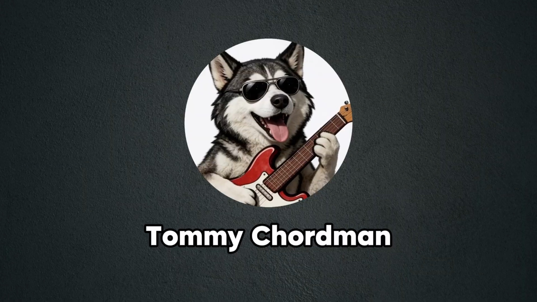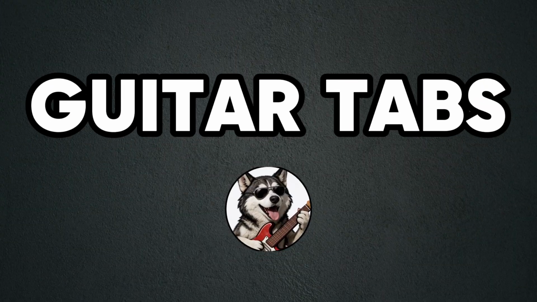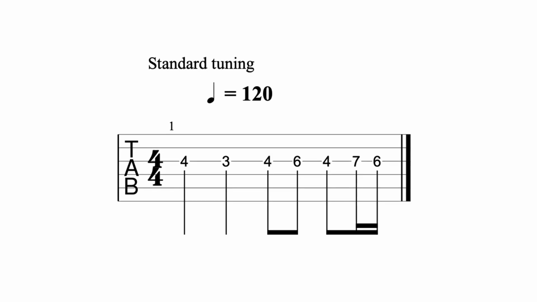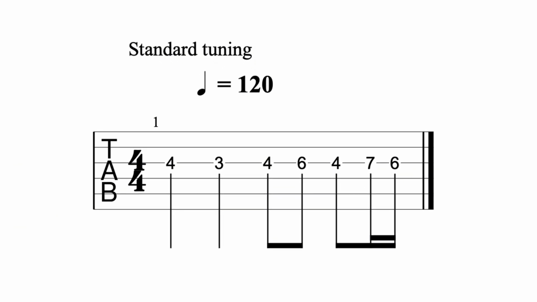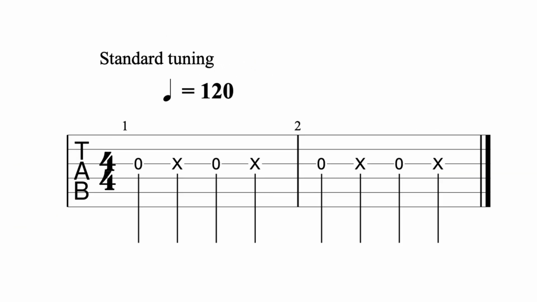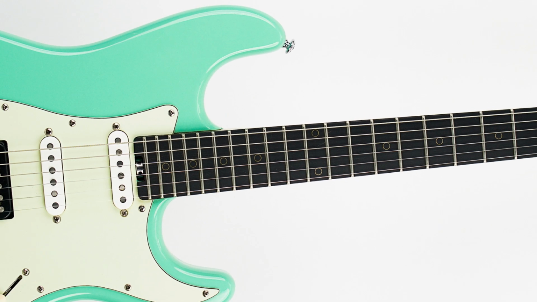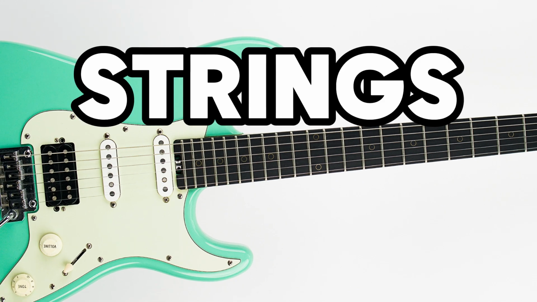This is Tommy, and today we're learning guitar tabs. Guitar tabs, or tablature, are a type of sheet music designed specifically from a guitarist's perspective. They clearly show which strings to play, which frets to use, picking details, and many other playing instructions. Let's start with the basic logic of guitar tabs: strings and frets.